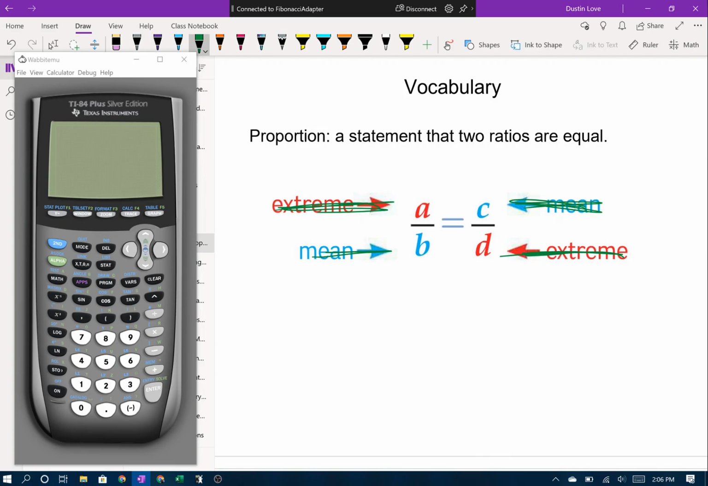Butterfly? Yeah, butterfly and cross multiply seem to be the most common ones, where you multiply B times C and A times D and put an equal mark in the middle. So A times D equals C times B.